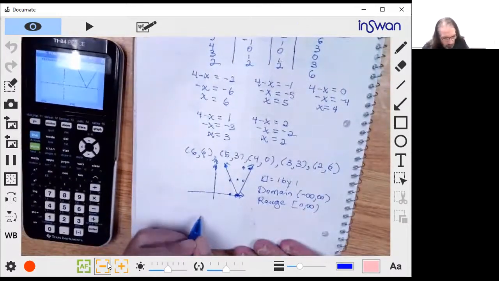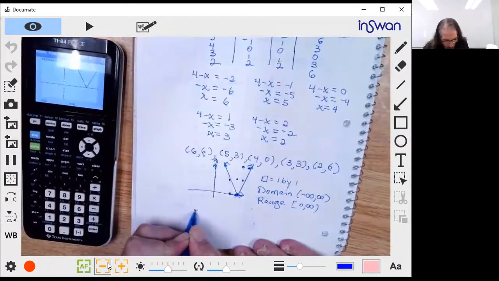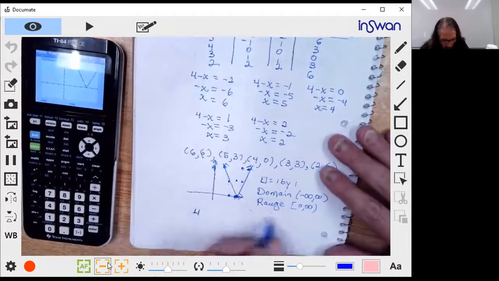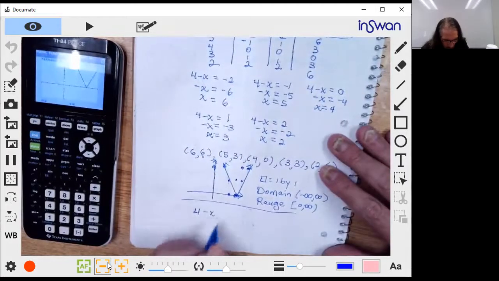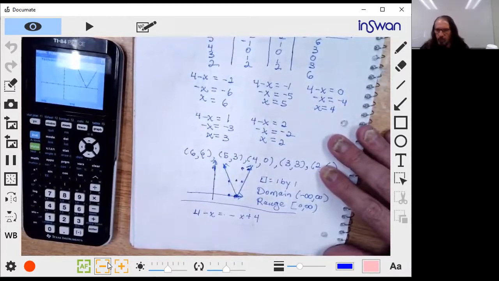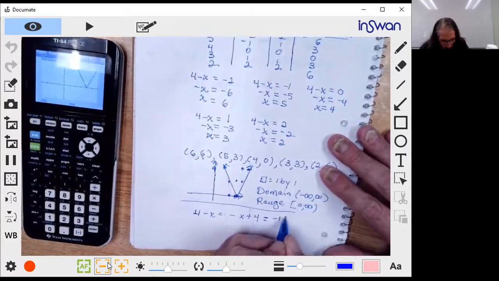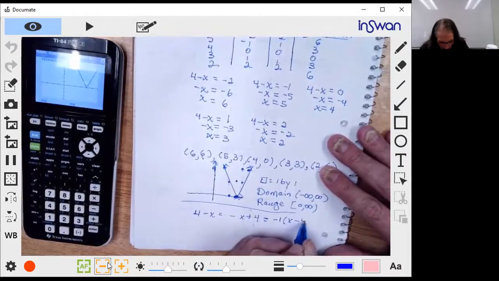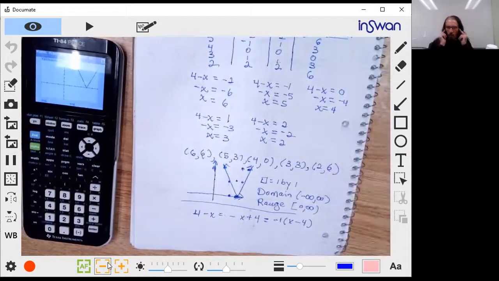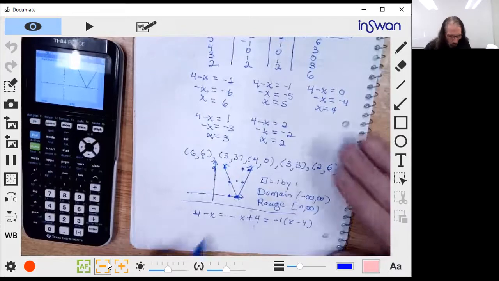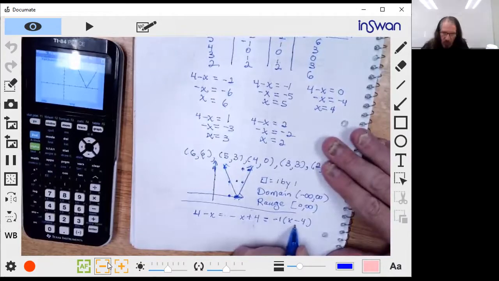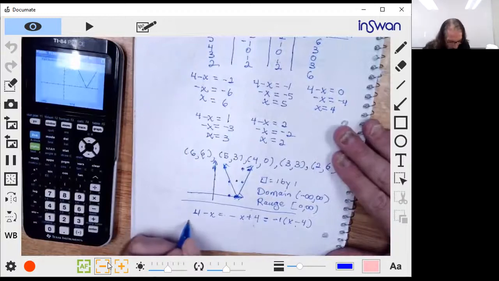If we take 4 minus x and rewrite that as -x plus 4, and then factor out a -1, work our way from the inside out, that would tell us that we're shifting right 4.